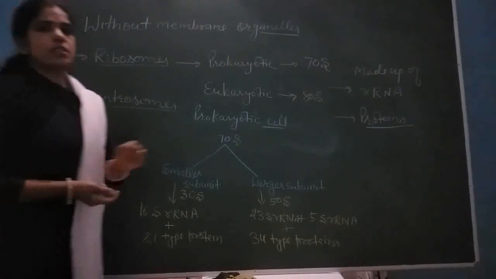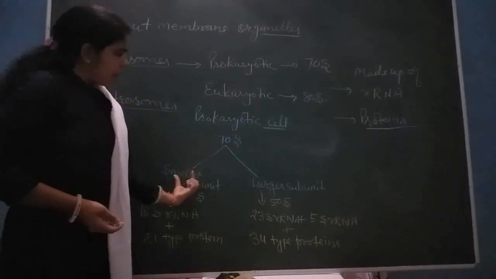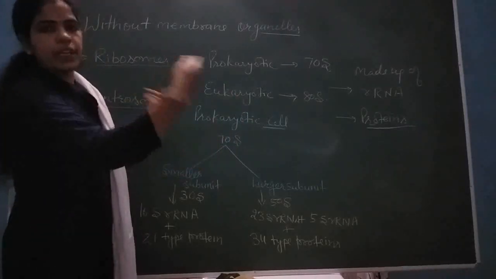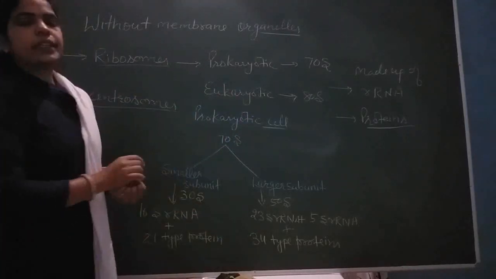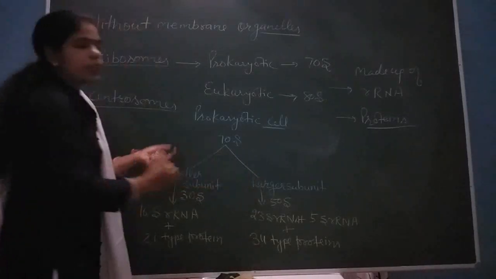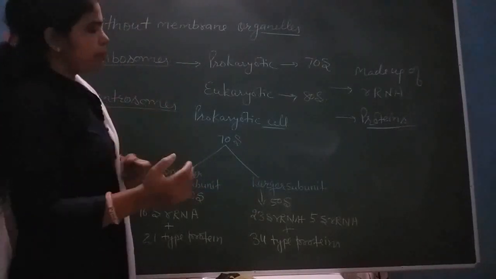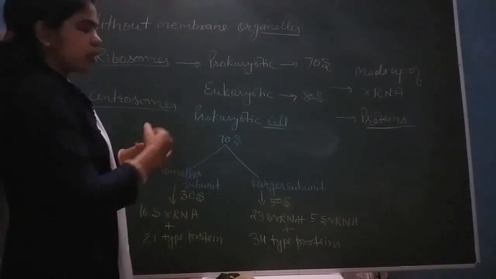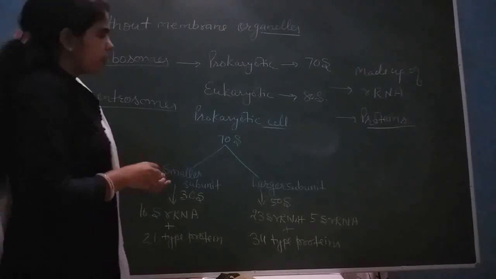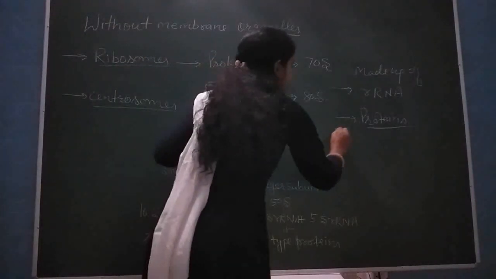The smaller subunit and larger subunit exist in the cytoplasm in dissociated form. At the time of protein synthesis, both the smaller subunit and larger subunit bind at an mRNA molecule and exist in associated form.